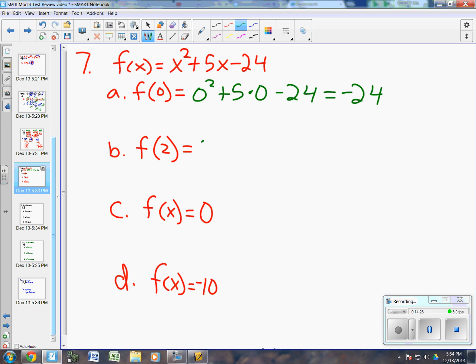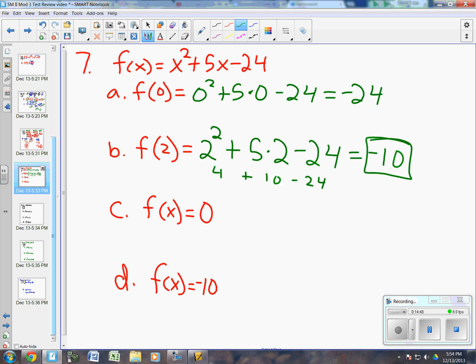Next one, f of 2, means I'm going to substitute 2 in. 2 squared plus 5 times 2 minus 24. Well, that one's going to be 4 plus 10 minus 24. That's 14 minus 24, which is negative 10. So that's negative 10.